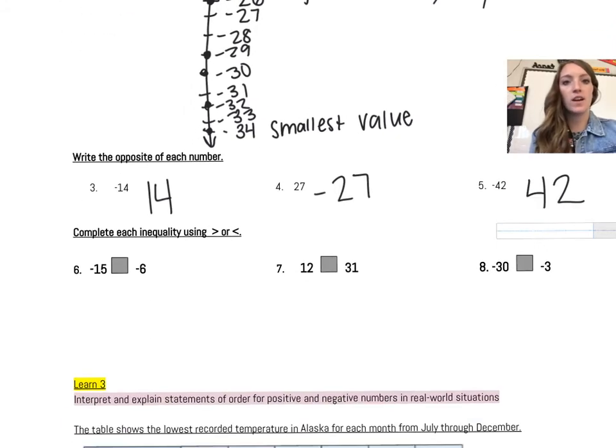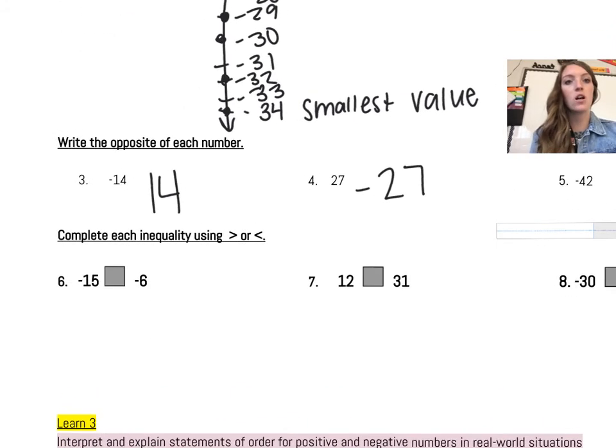Okay, I'm going to move on to number 6. Now we're drawing inequalities showing which number is greater than the other. Okay, so I'm comparing negative 15 to negative 6. Negative 15 on a number line is more negative or farther to the left. So that means it is smaller than negative 6. So this would be less than. Negative 15 is less than negative 6. Negative 6 is closer to 0. It's more positive.